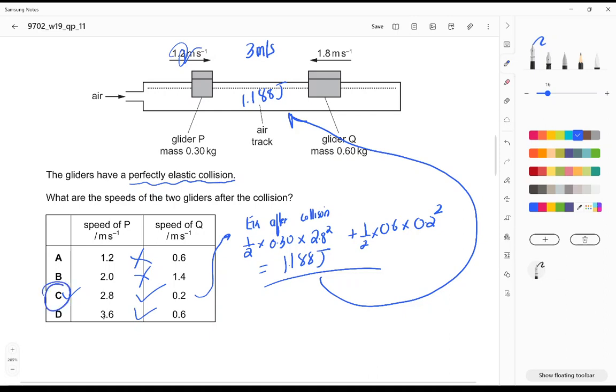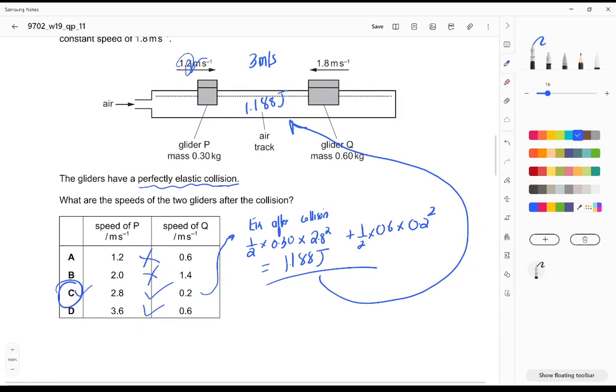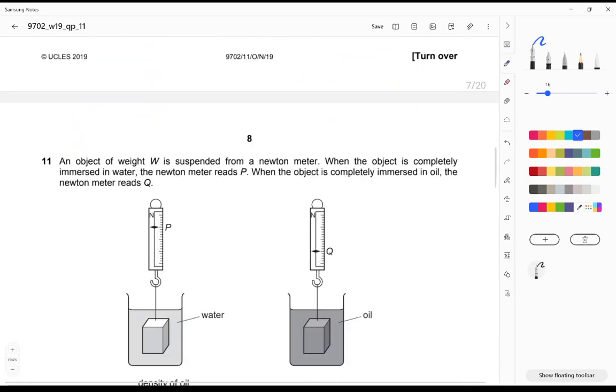You can also do it for the other option, but that will obviously not give you the same answer as this. So D cannot be the right answer. Let's just move on to the next question.